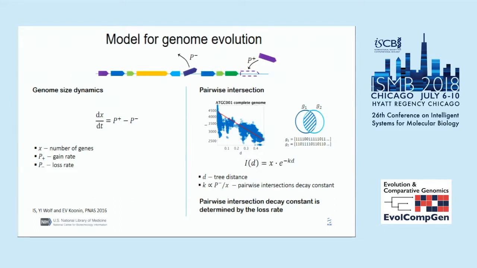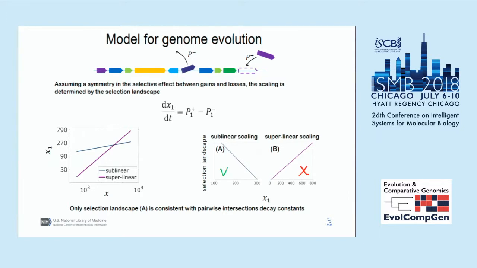So now we have everything in hand, and we can come back and analyze a subgroup of genes. So we apply the model for class-specific genes. X1 is the number of genes, and P1 plus, P1 minus are the gain and loss rates. We assume an equilibrium, we get the scaling, and then assuming that the horizontal gene transfer barrier is similar for all kinds of genes, we get that the scaling is only due to the selection landscape. So sublinear scaling is associated with a selection landscape that decreases with genome size, and superlinear scaling is associated with a selection landscape that increases with genome size.